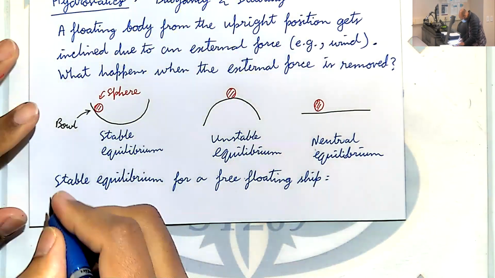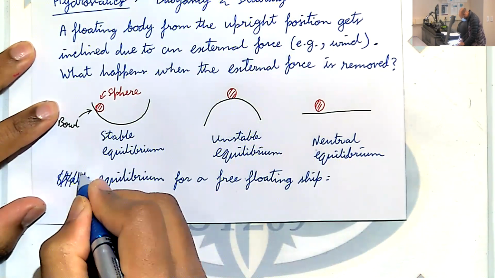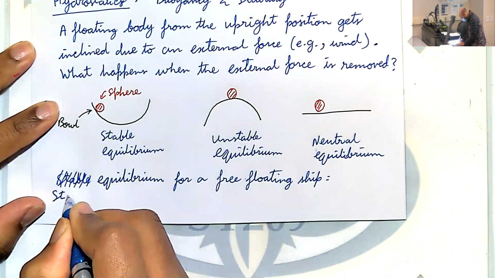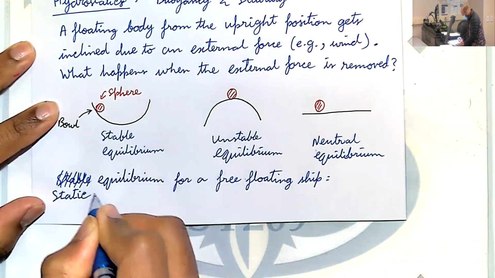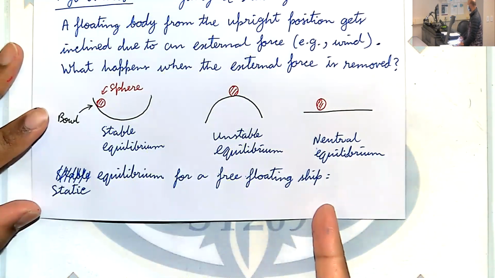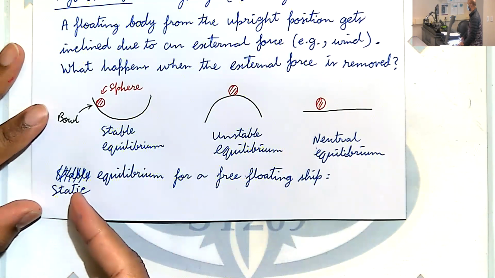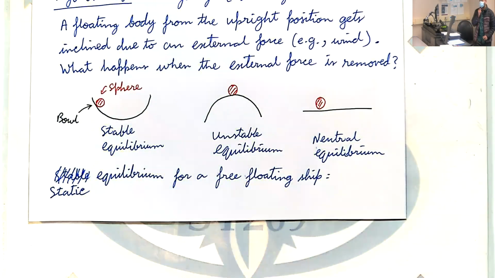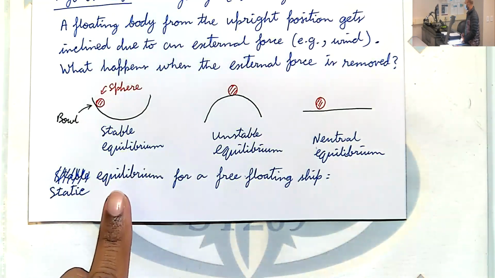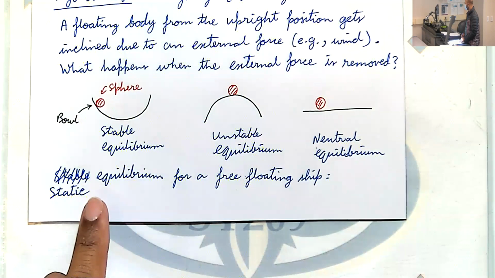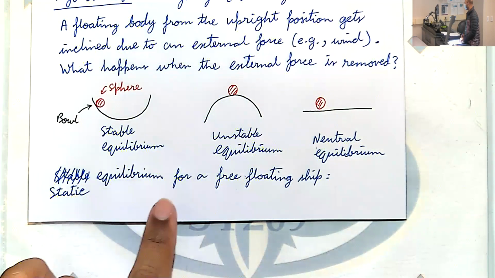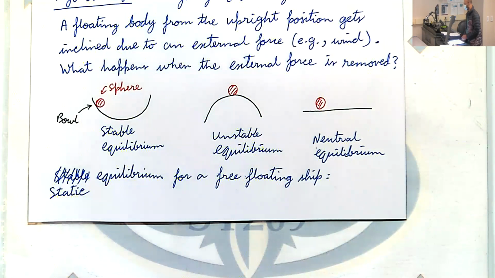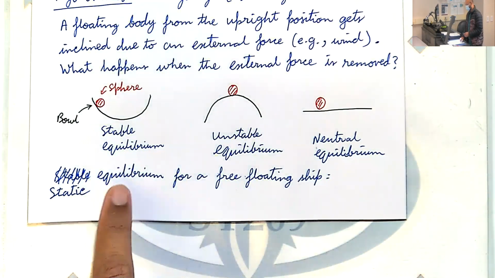Not stable, static equilibrium. So if a free floating ship is in static equilibrium, that means there's no resultant force or resultant moment acting on it. If there is a net force acting on it, an unbalanced force, the ship will no longer be in equilibrium. If there is an unbalanced moment acting on it, no longer in equilibrium.